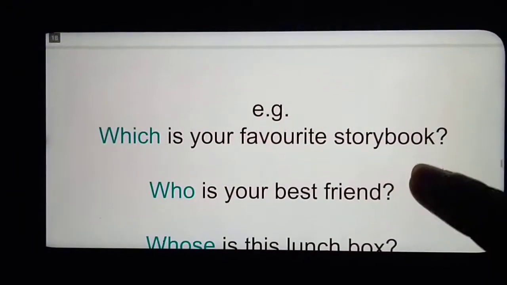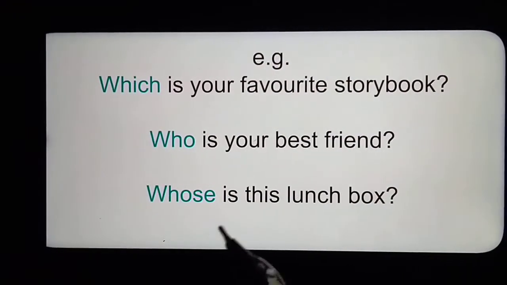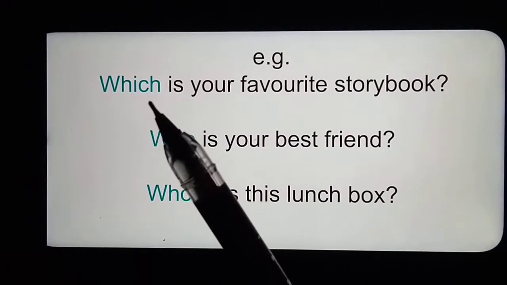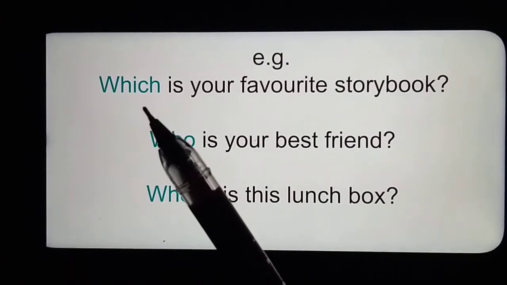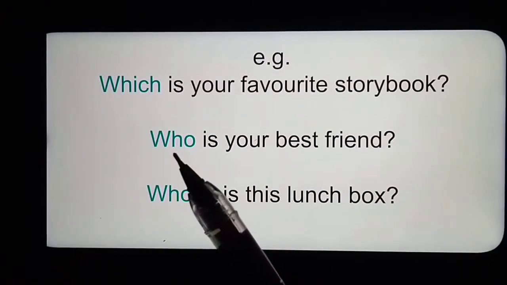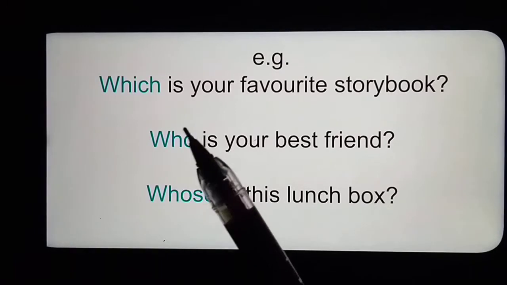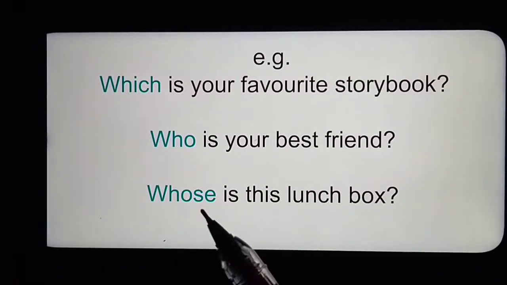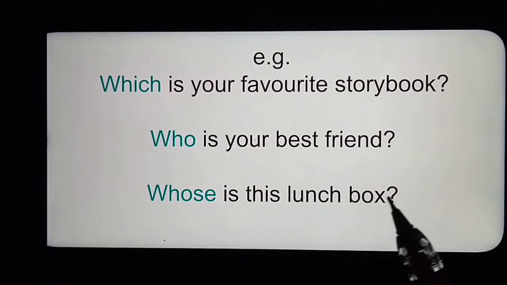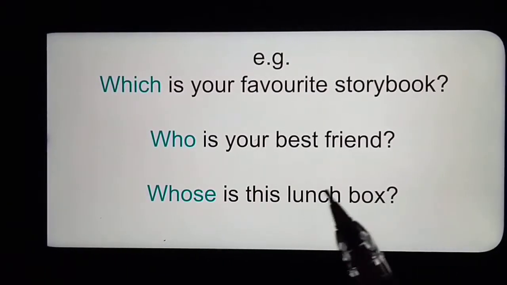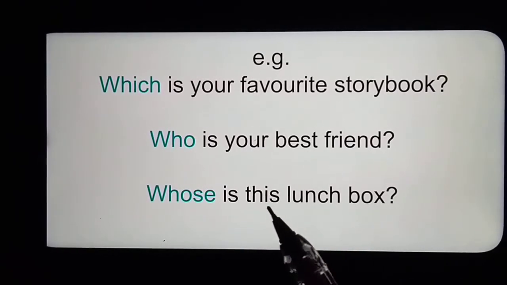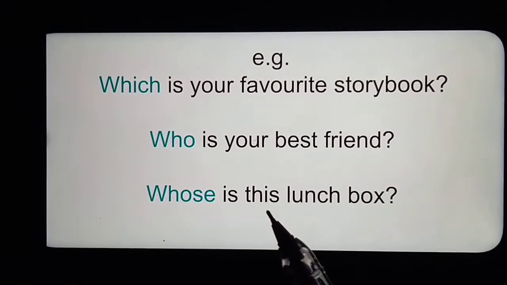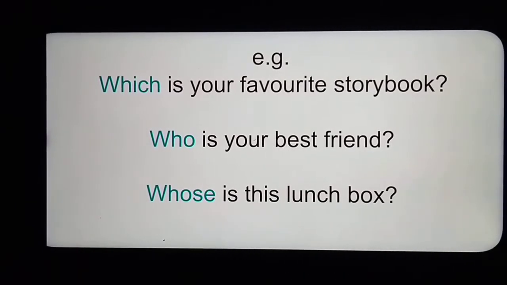Let's see some examples. First one is, which is your favorite storybook? The word which is asking a question. It is an interrogative pronoun. Who? It is also used to ask a question. So again, it is an interrogative pronoun. Whose is also an interrogative pronoun. See this one. We talked about this in the previous slide. This is followed by a noun, lunchbox. So it is not a pronoun, it is an adjective. So remember the difference.